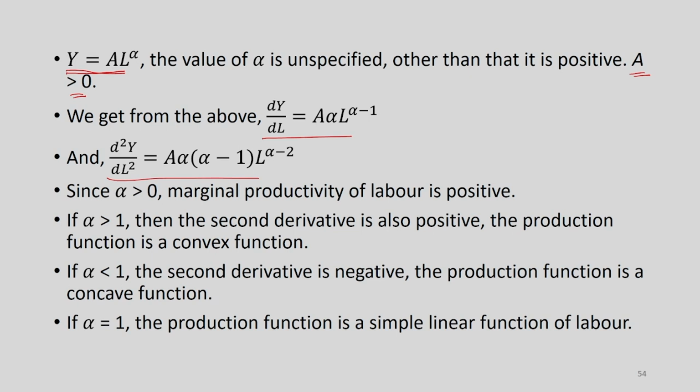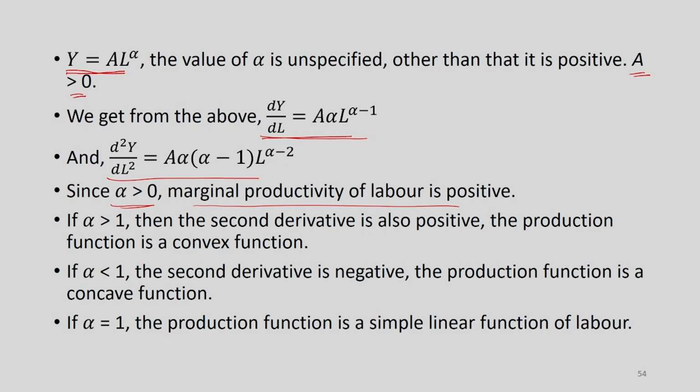Okay. Now, if alpha is greater than 0, then you look at this form dy/dL. If alpha is greater than 0, then the marginal productivity of labor is positive, because capital A is positive. So, A multiplied by alpha is also positive, and marginal productivity of labor is positive.